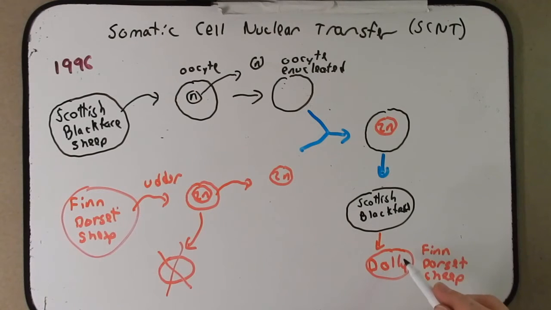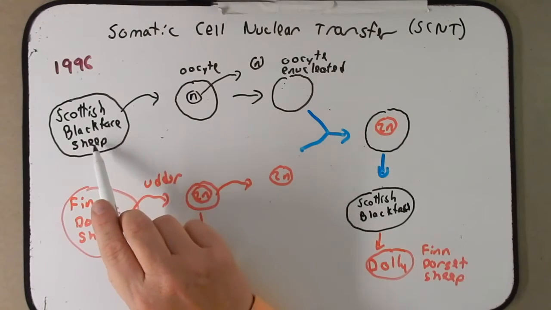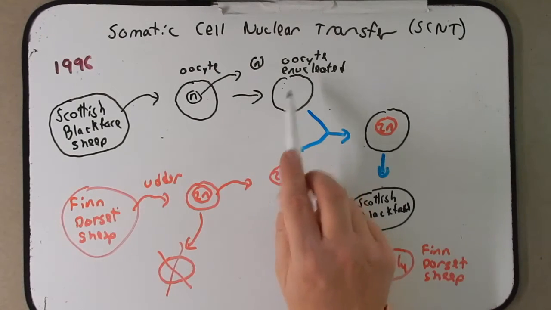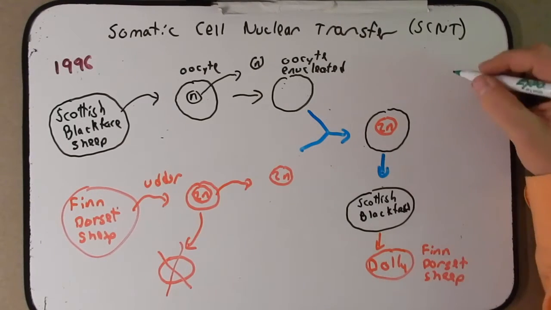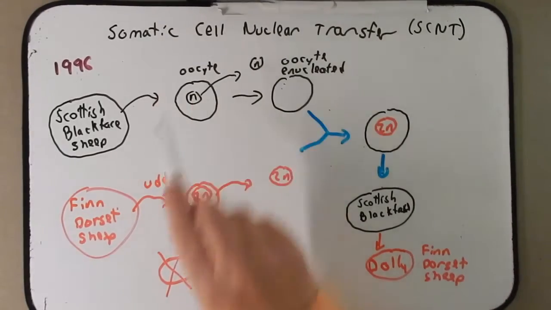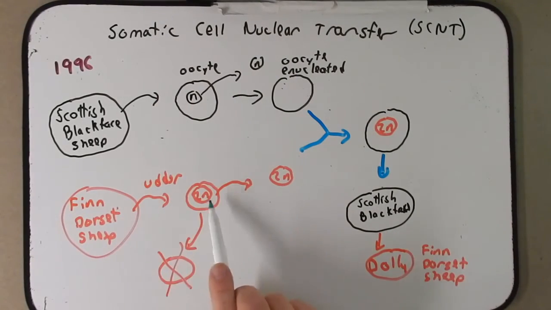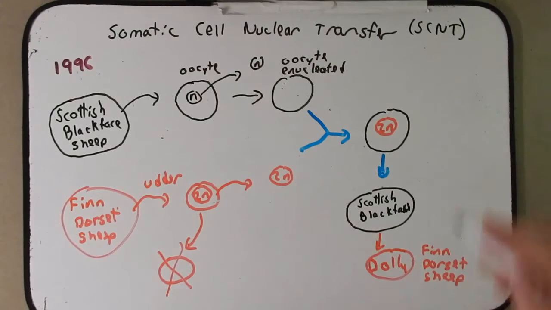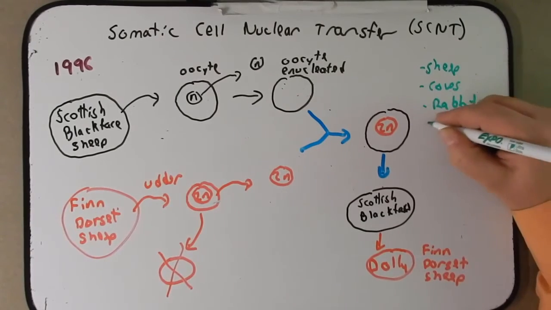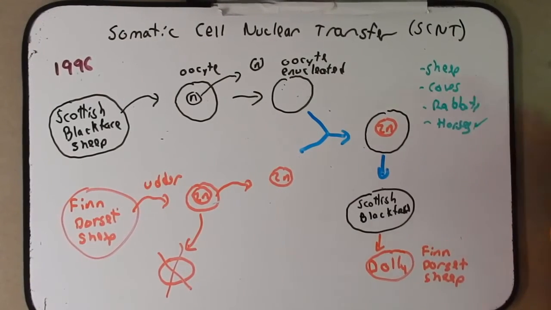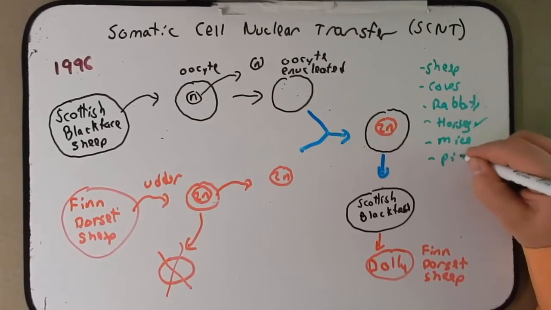Now, even though the nuclear DNA is from the Finn Dorset sheep, there are other factors that certainly the Scottish blackface sheep provided from the cytoplasm of the enucleated oocyte. And we'll talk a little bit about those. Now, since Dolly was made in this way using somatic cell nuclear transfer, and again, somatic cell because we take it from a somatic cell and we transfer it, nuclear transfer, we transfer it to an oocyte. This has been reconfirmed in sheep, cows, rabbits, horses, I think I read that somewhere, and mice and pigs.